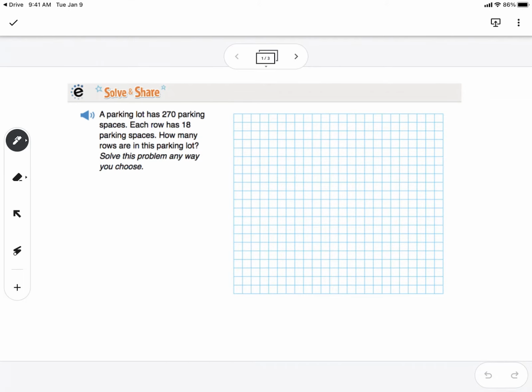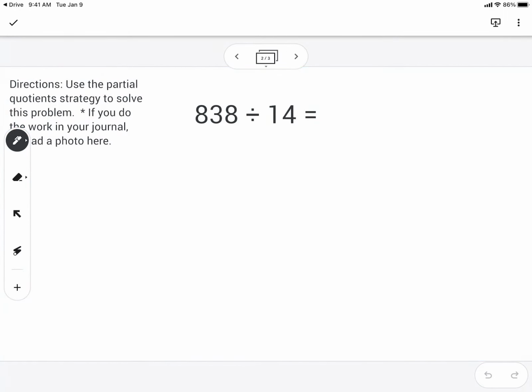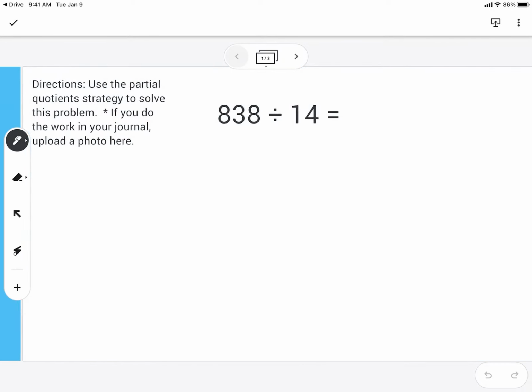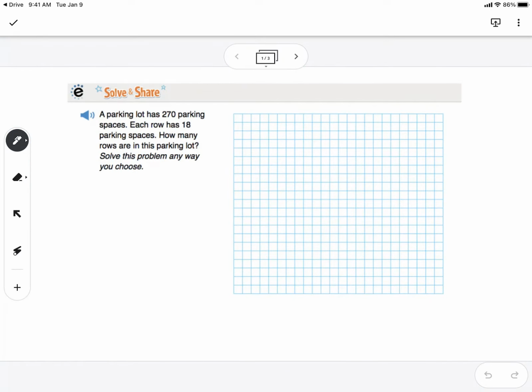So it's just like the other Jamboards we've been doing. The first page is a story problem. Page 2 and 3 are going to be naked numbers, okay? So let's go ahead and start off with our first story, okay? Now, a parking lot has 270 parking spaces, okay? So visualize that. You got 270 parking spaces, right?